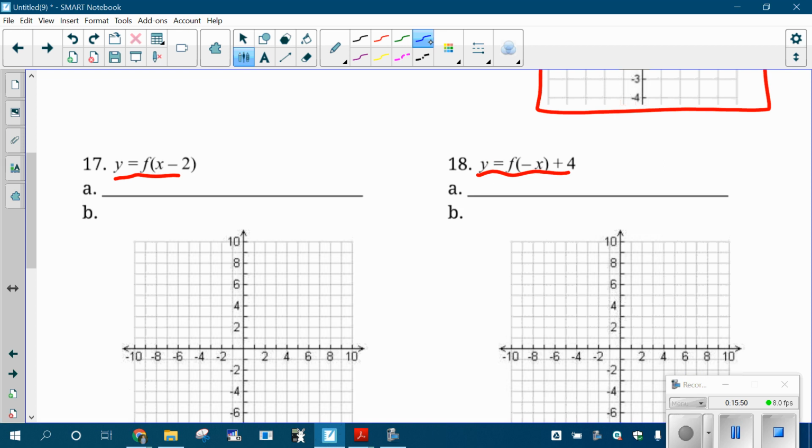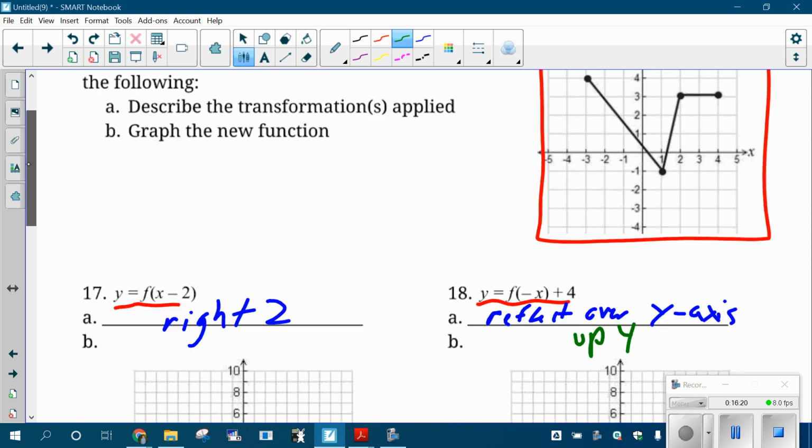We'll have -2 on the inside, so it'd be a horizontal shift. Left 2, oh wait, no, it's backwards. If it's horizontal, it'd actually be right 2. For this one, a negative on the inside is going to be a horizontal flip. A horizontal reflection is over the y-axis, so I'm going to reflect over the y-axis. And then a +4 is going to move it up 4.